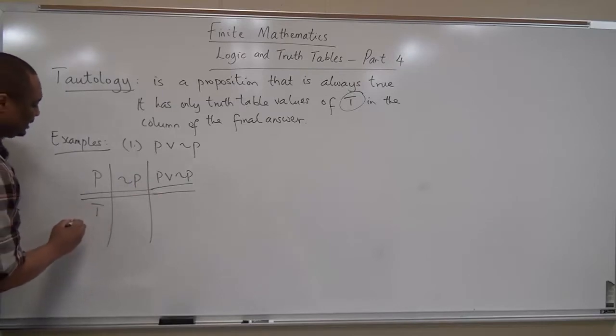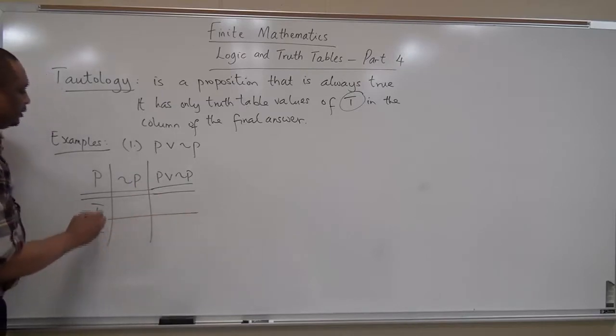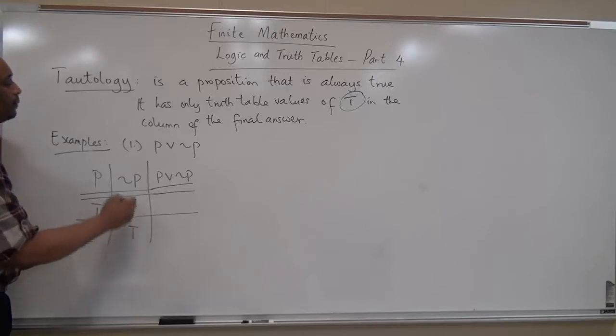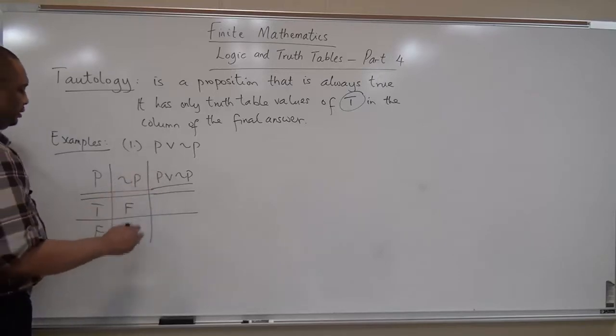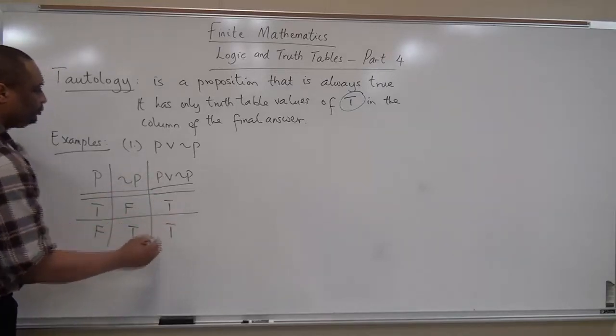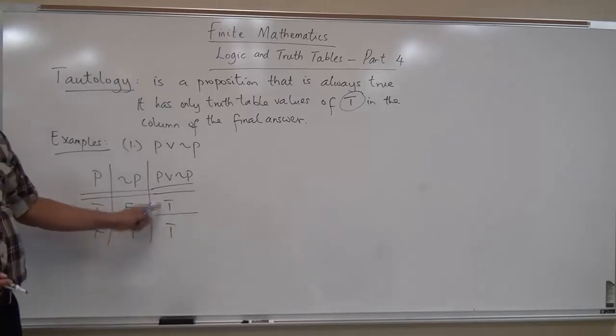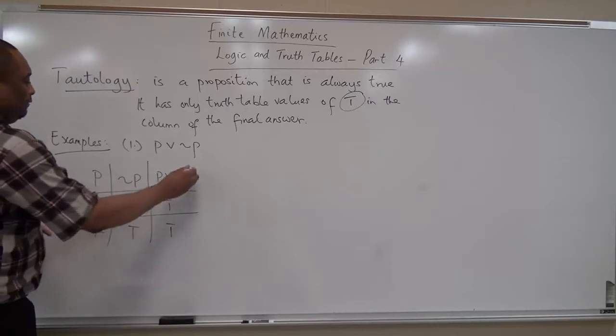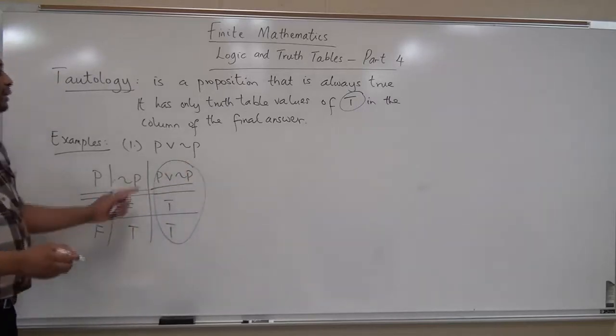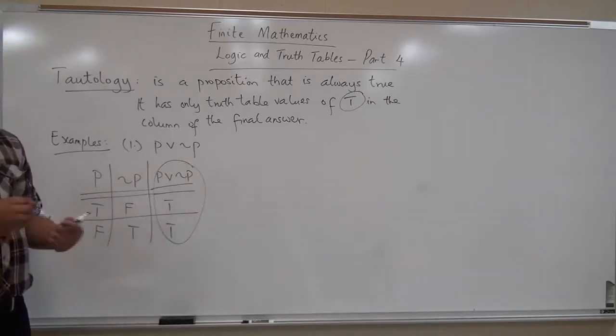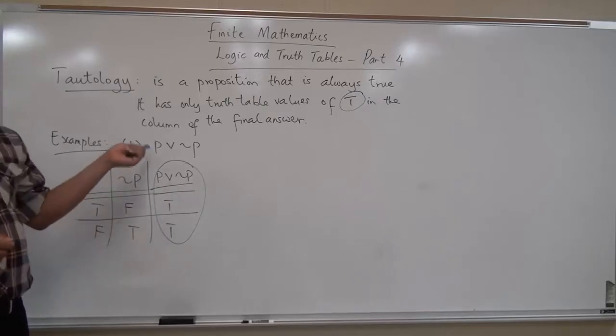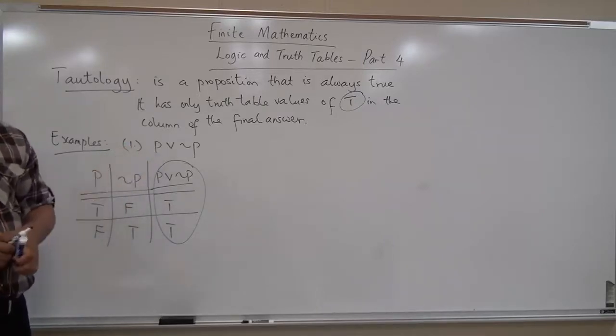So the two possibilities, one could be true, one could be false. So this is false and true. And because this is or, this is true and true. So you see it has only true values in the column of the final answer. Has only true values of T. This is a tautology. This statement is a tautology.